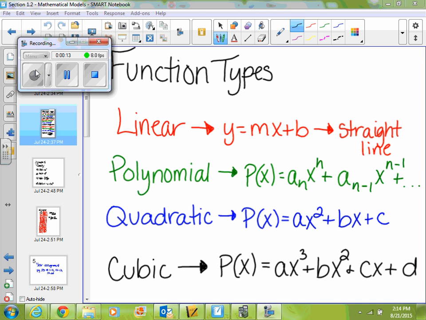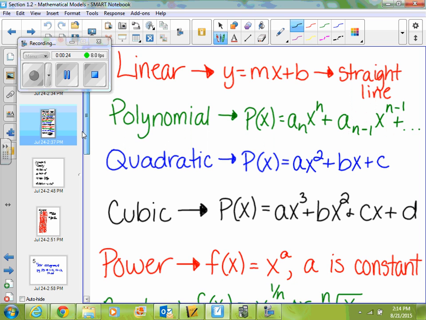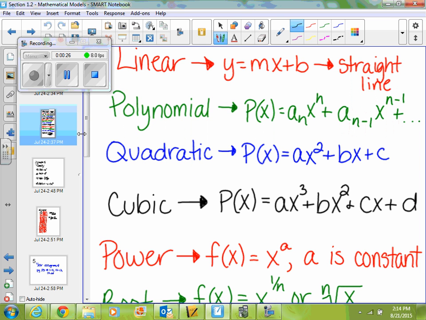Alright, so if we're looking at some function types, a linear function is always in the form y equals mx plus b. And linear means it forms a straight line. A polynomial function is a function that has exponents, like a sub n x to the n plus a sub n minus 1 x to the n minus 1, etc., where your exponents go in decreasing order. So you might have a function with x to the 4th plus x cubed plus x squared. That would be a polynomial function.